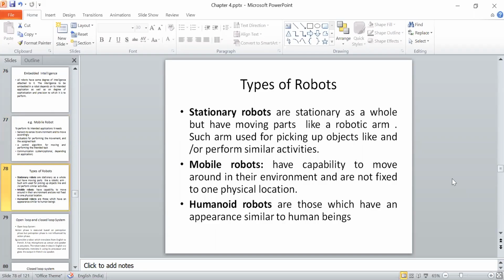Now, if you see the types of robots, there are stationary, mobile, and humanoid robots. Stationary robots are ones which are not able to move. Overall they are steady, fixed at one particular place, but they could have moving parts, like a moving arm inside it. These kinds of moving parts can be there in your robots, but overall your robot is not moving from one place to another. If you look at the mobile robot, it has the capability to move around in the environment and is not fixed to one particular physical location.